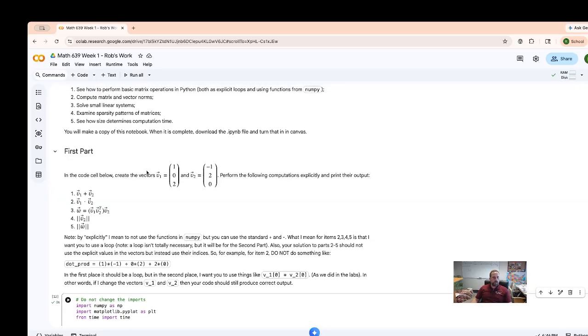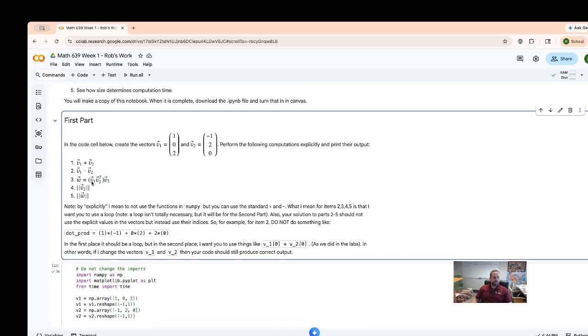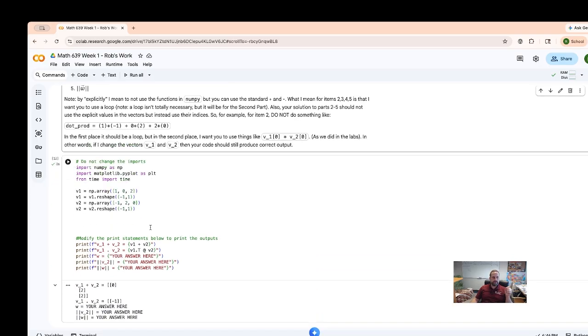Okay, so the next one we're going to do is V1 times V2 transpose times V2. If we do V1 transpose times V2, that's like the dot product. If that transpose is there, that gives us the dot product. But V1 times V2 transpose is a 3 by 1 matrix times a 1 by 3 matrix, and so the output of this is going to be a 3 by 3 matrix, and then we're just going to multiply it by V2.